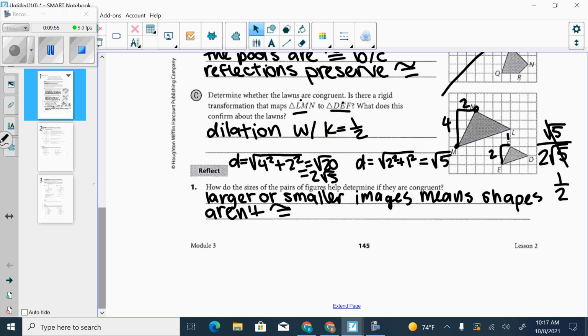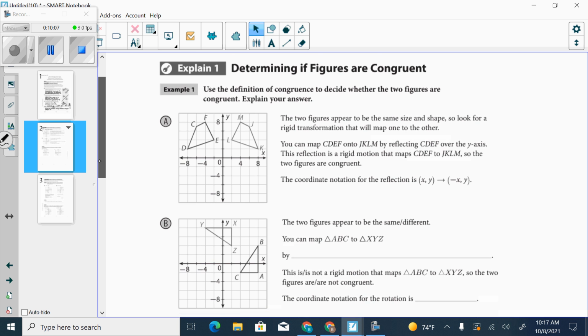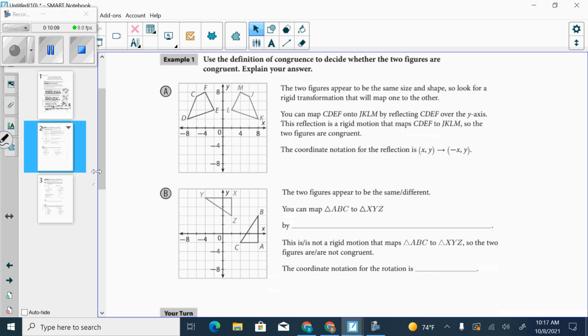On this next page, it says use the definition of congruence to decide whether the two figures are congruent, and then explain your answer. They did example A for us, so we're going to use this as a guide when it's time to do example B. The two figures appear to be the same size and shape, so we're going to look for some type of rigid transformation, a reflection, rotation, or translation, and then we can say yes, they are congruent because the points would match up.